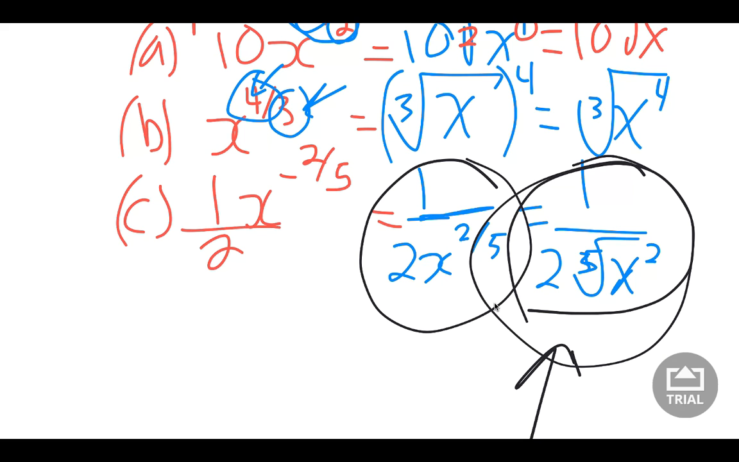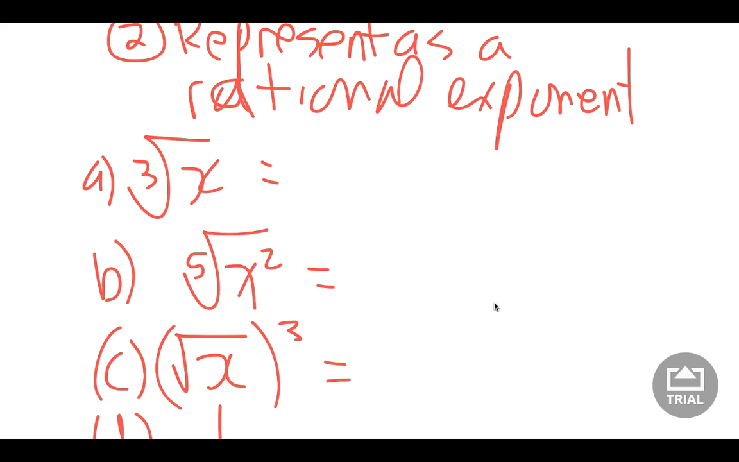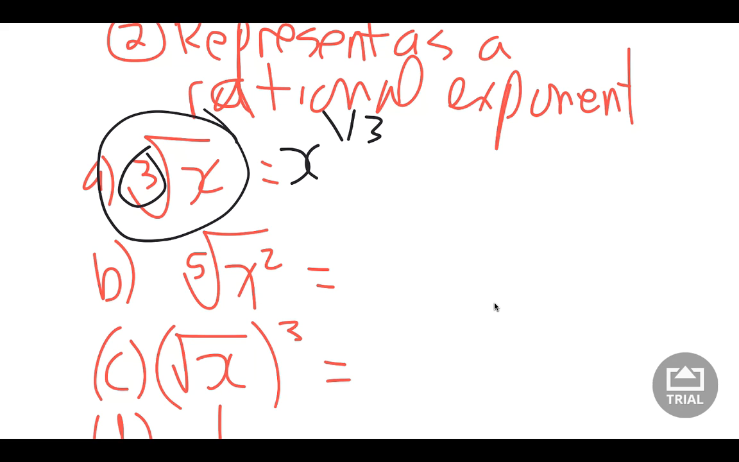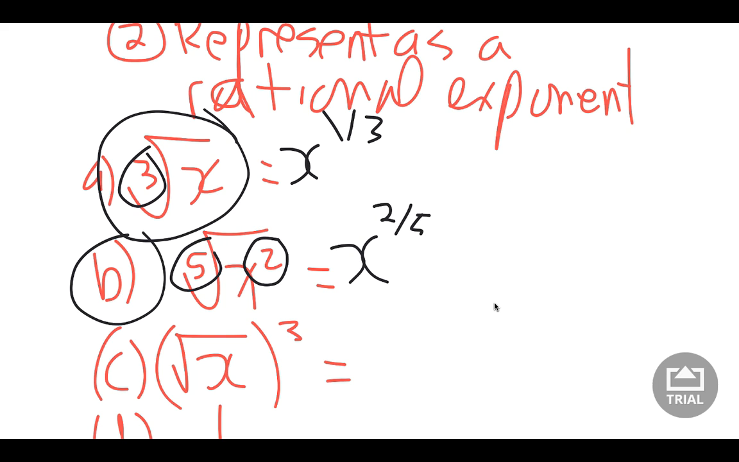Okay, let's go to the next page and do a few more examples. So we're going to represent each of these as a rational exponent. So we're starting with a radical. So that 3 there indicates the cube root, which is to the 1/3. So I would write that as x to the exponent of 1/3. And then in example B, the exponent is 2. That's going to appear in the numerator. It's the fifth root. That will appear in the denominator. X to the 2/5.